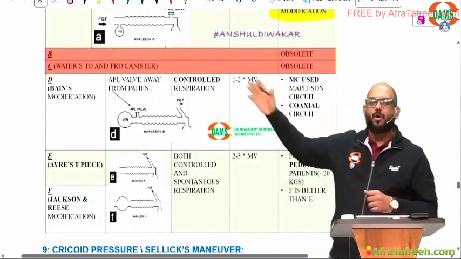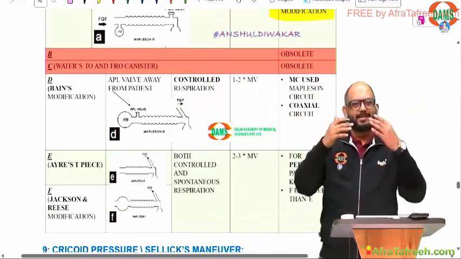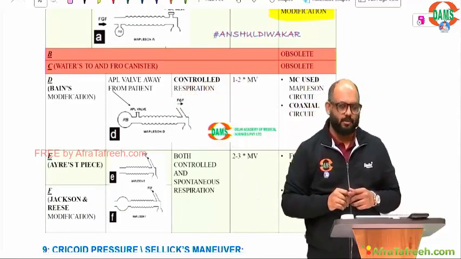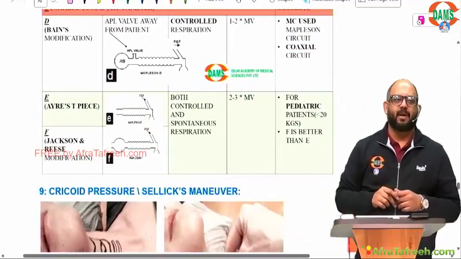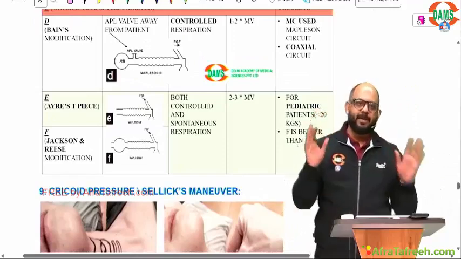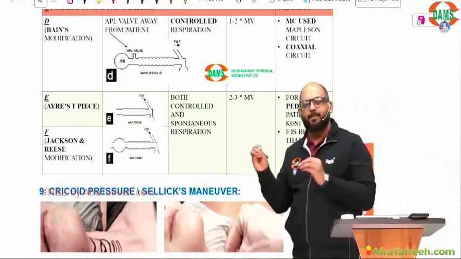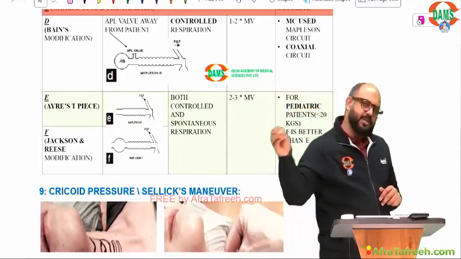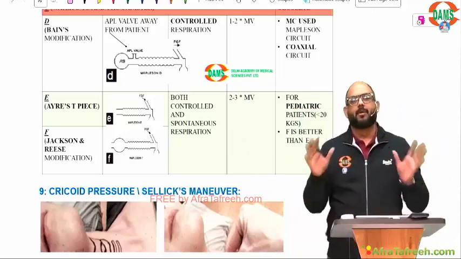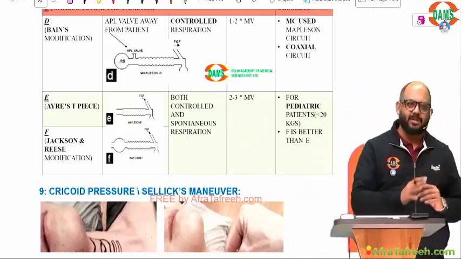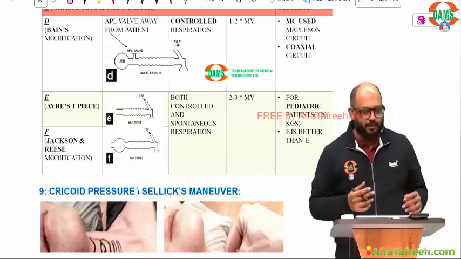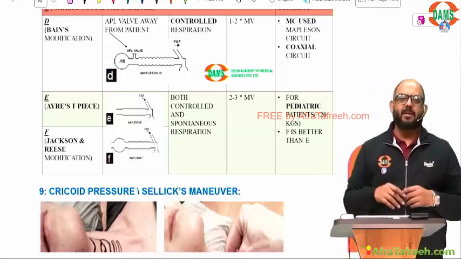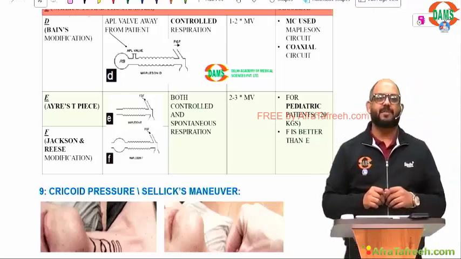D, the most commonly used circuit, is called Bain's circuit. It is inherently a coaxial circuit, and the circuit of choice for controlled respiration. Then you have E and F. Both are pediatric. E is called Ayre's T-piece. F is called Jackson and Rees modification of Ayre's T-piece. Most of the questions are from names. They are both for pediatric patients less than 20 kg. But if you have to choose between E and F, which one will you choose? F is better than E because F is a modification.